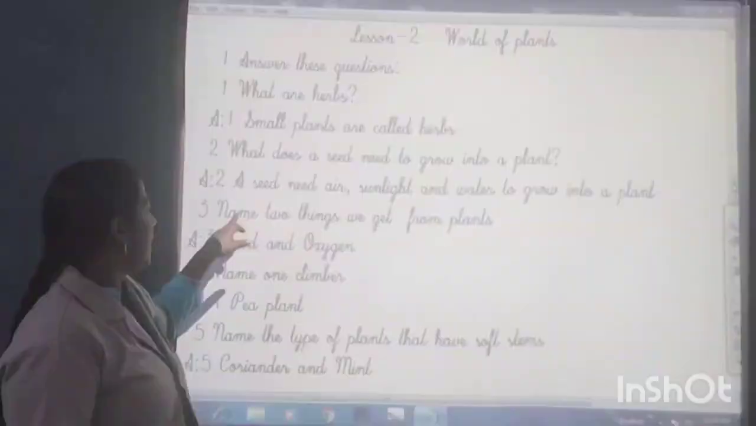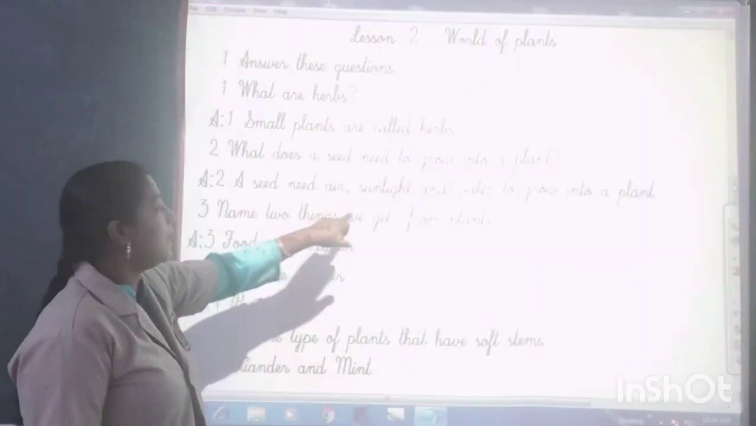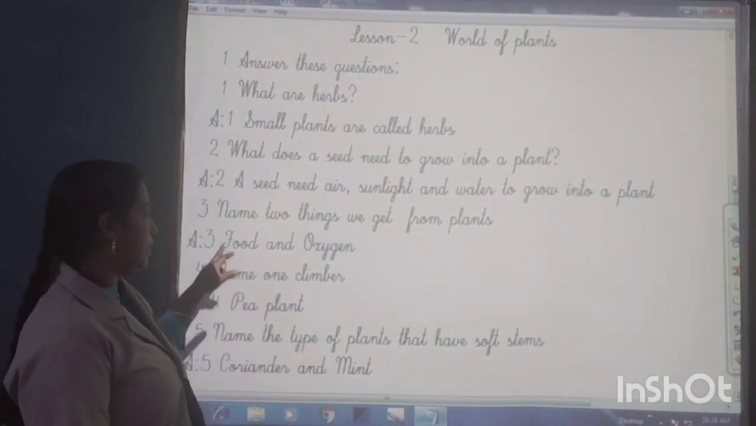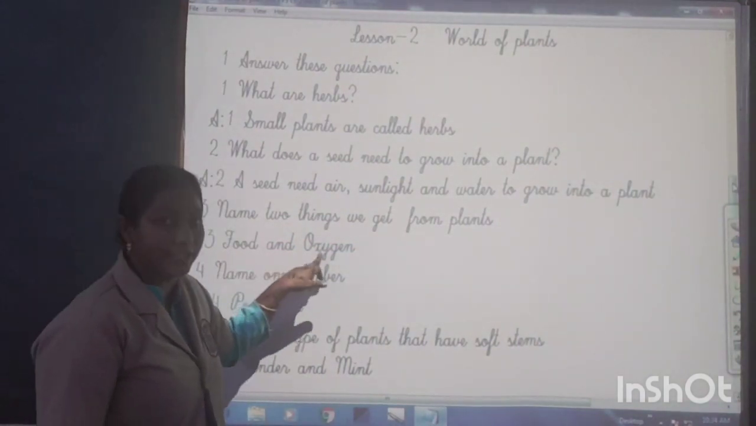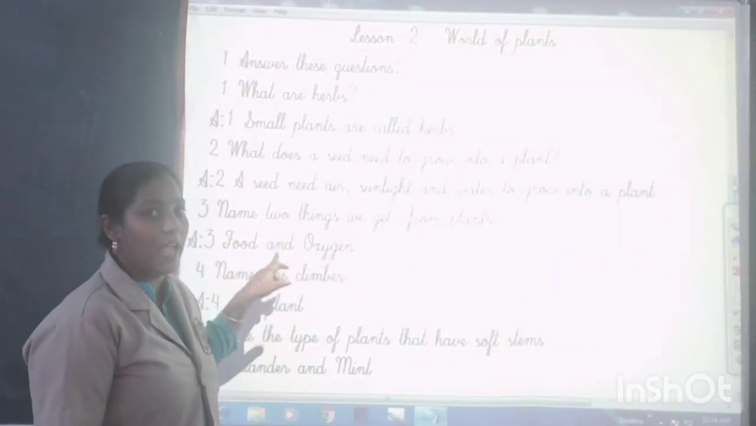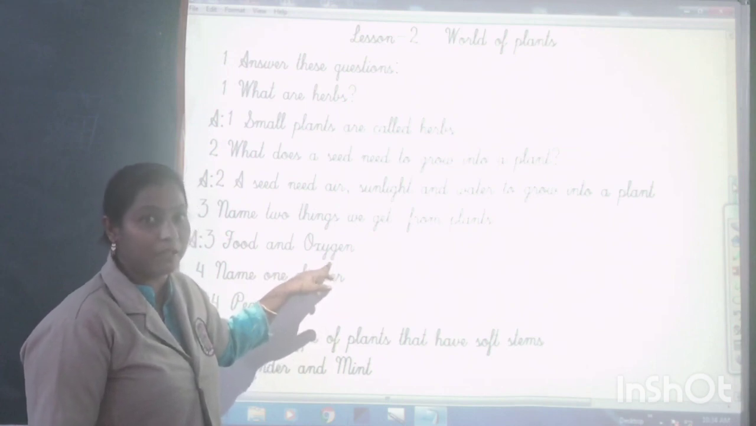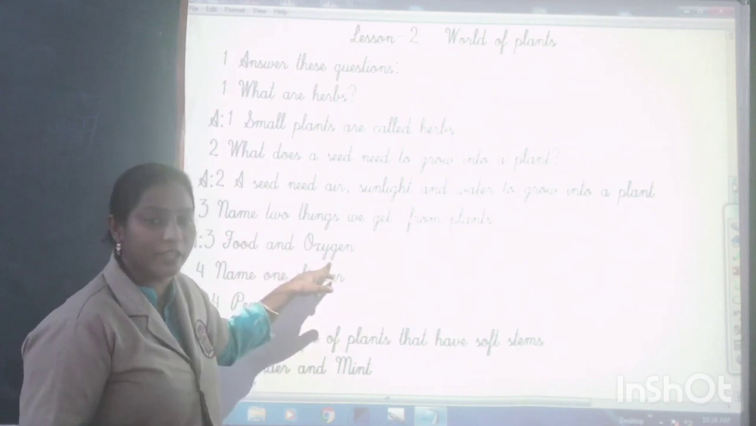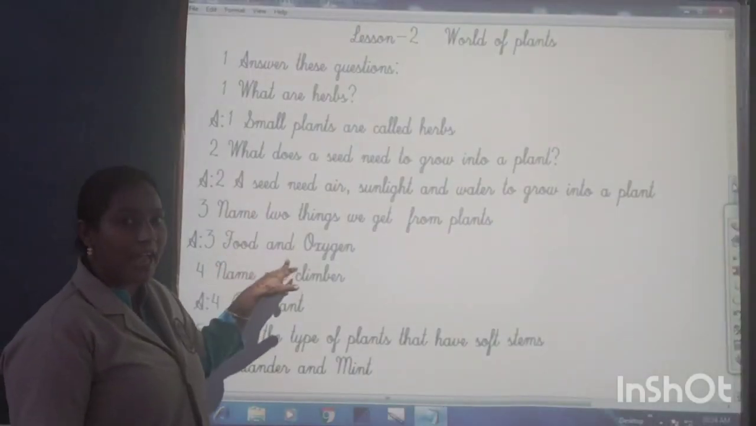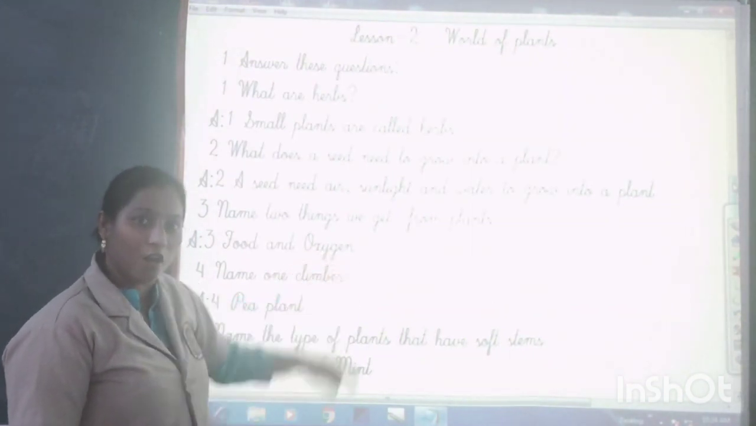Third question. Name two things we get from plants. Any two things we get from plants? I've written food and oxygen. Yes, these are the most important things that we get from plants. Food and oxygen. Oxygen means the air that we breathe. है ना, जो हम सांस लेते हैं वो oxygen ही है. वो हमें किससे मिलता है? Plants से मिलता है. So we have written food and oxygen. O X Y G E N, oxygen.